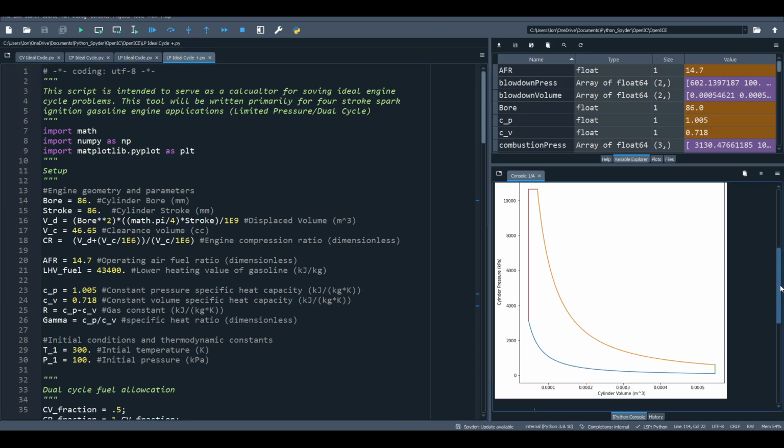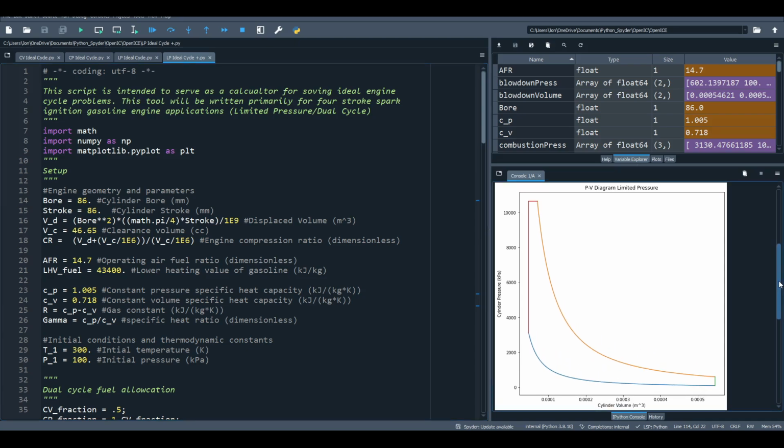Okay, so pretty much as expected here. We've got the compression as normal. We have a spike for the constant volume combustion, and then a bit of a horizontal leg for the constant pressure combustion. It's just a combination of the last two cycles.